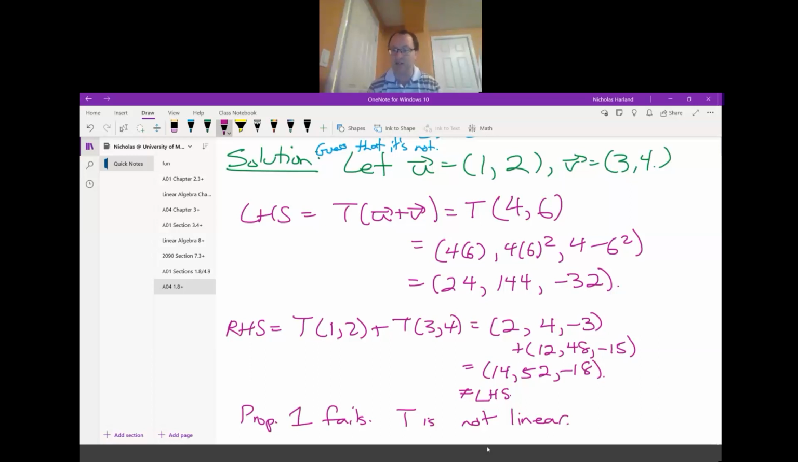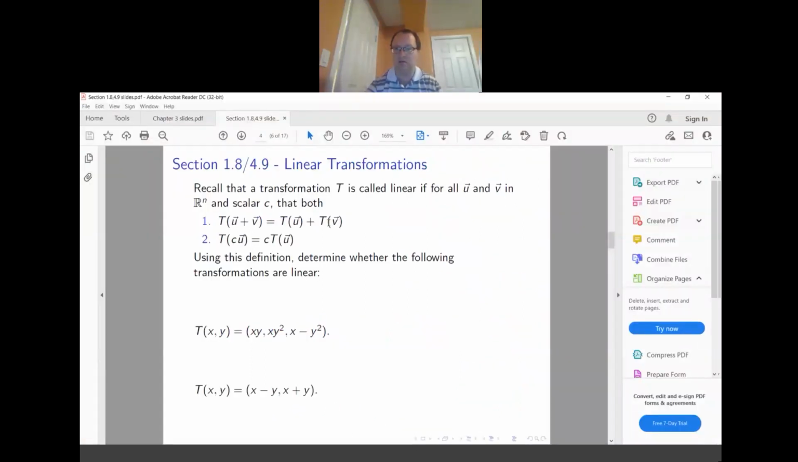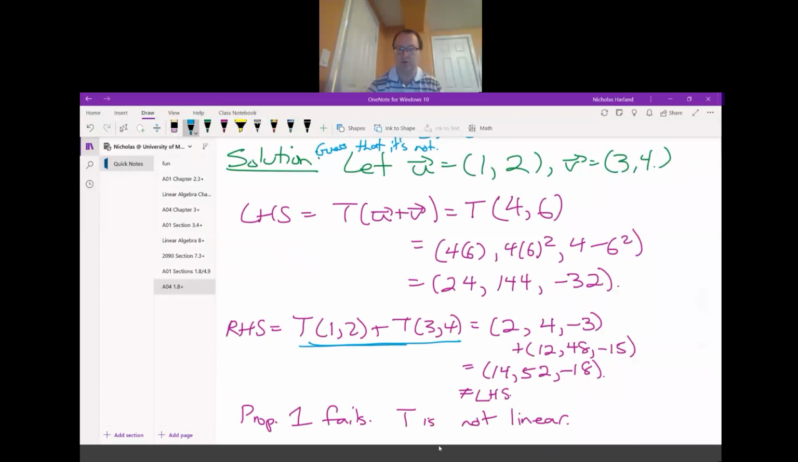All right, so any questions about how we did this? How we showed that a transformation is not linear? How did we do the right-hand side? Oh, which part? So this is just sticking u and v into the right-hand side. So the very first line was just sticking u and v into the right-hand side. So that's where this came from.